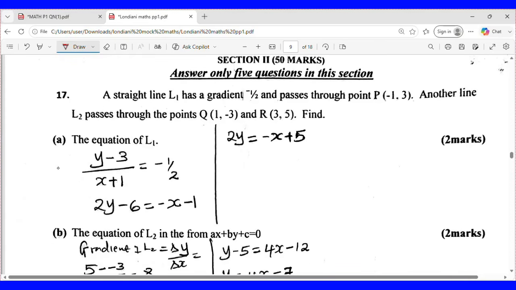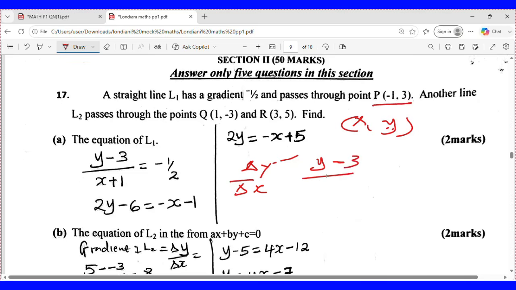So we have the point and we have the general point x comma y. So remember gradient is equal to change in y over change in x. So now y, which is change in y, this y minus this coordinate of y, which is 3, divided by x, change in x, minus the x coordinate which is minus 1, which is plus 1, will be equal to the gradient, which is -1/2. Now you cross multiply and you get the equation is this.